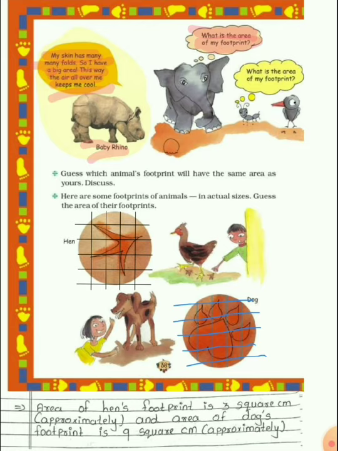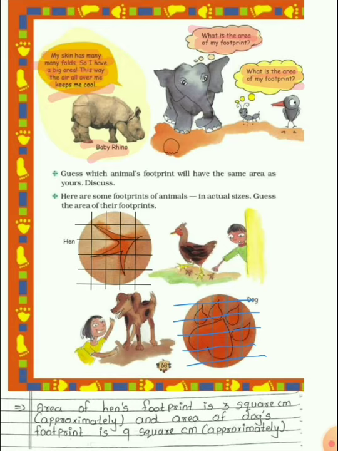Okay. Next is ant. What is the area of my footprint? Okay, come on, I'm giving you a task. Just try to trace the footprint of ant. Can you do it? Okay, we just have to guess it. We cannot find out its area.